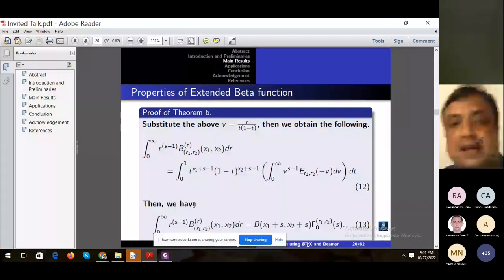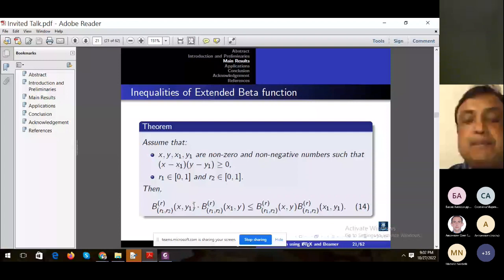Now, this is another theorem, on inequalities of the extended beta function. Inequalities play a very important role in dealing with boundary value problems, because when we are dealing with boundary value problems, inequalities become an important and strong tool. So if we are able to know some inequalities of the functions, then we can easily manage the boundary value problems. So in this theorem, assume that x1, y1 are non-zero and non-negative numbers such that the product of x minus x1 and y minus y1 is greater than or equal to 0, and r1 and r2 belong to the interval 0 to 1, then we can very easily prove this inequality.